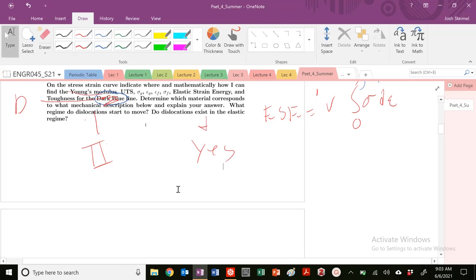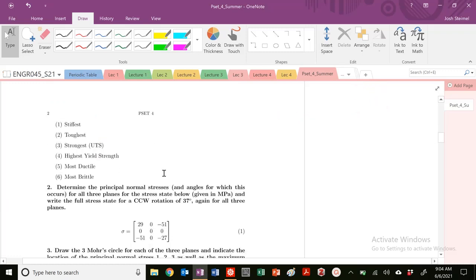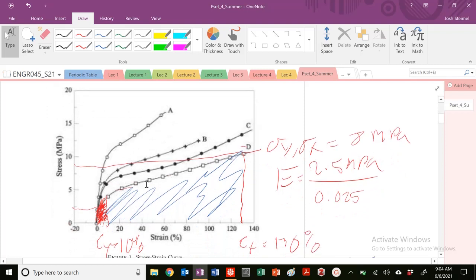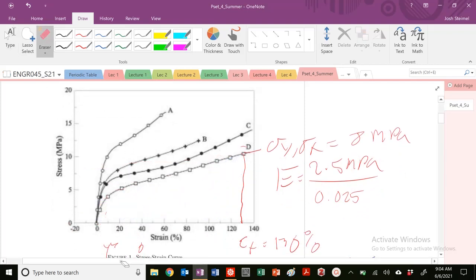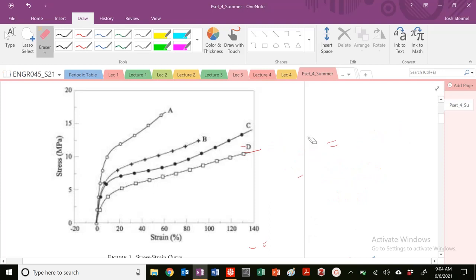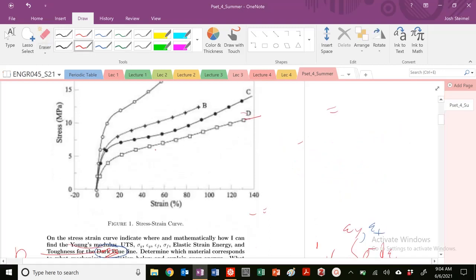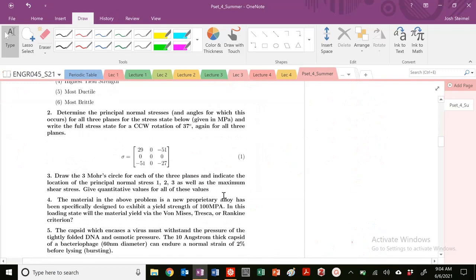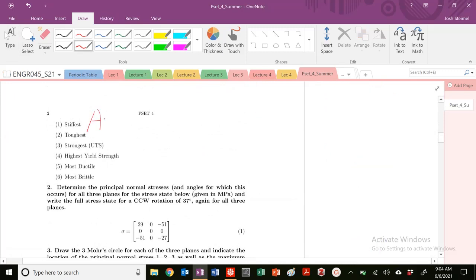Which material corresponds to what mechanical description below, and explain your answer. What is the stiffest material? Stiffest means the largest Young's modulus, and that is going to be A, as we can see here, because the slope is larger than the other slopes in that first linear regime. So that is going to be A.